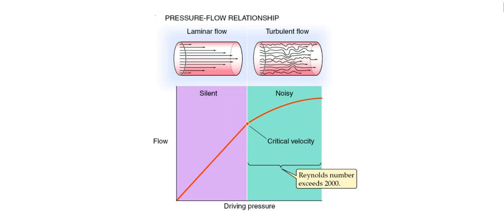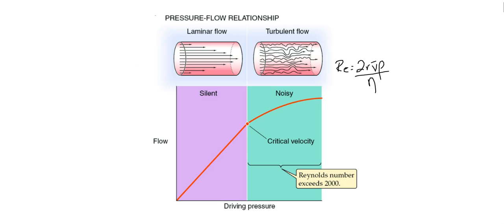Now, the Reynolds number is a dimensionless quantity. It doesn't actually have a unit, but it does have an equation. Your Reynolds number is going to be 2 times the radius, the mean linear velocity, and the density of the fluid, over the viscosity.